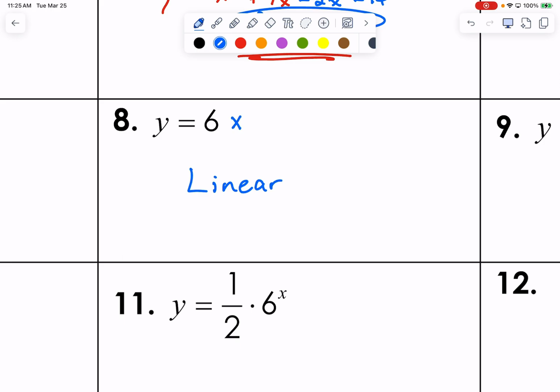Well, that's like x to the 0 power. No x, that's fine. It's a line. It's actually a horizontal line. It's horizontal. Exponential? Nope.